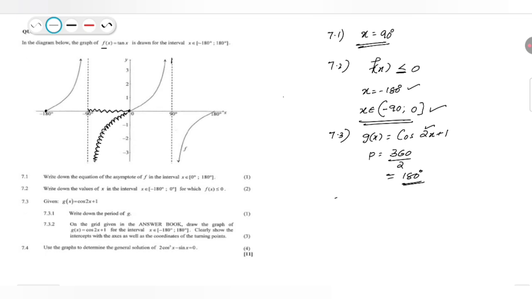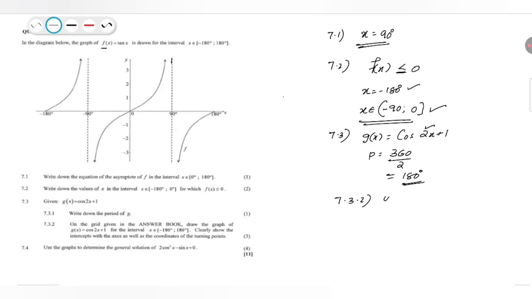Now 7.3.2. What is that? You have to draw that graph. Which graph? G of x. There will be an answer book where diagram sheets are there. You just draw it. That's it, guys. And I will show you that on the very same diagram that you can see here. Let me rub this part here first. It's very simple to draw this graph. What is that graph?